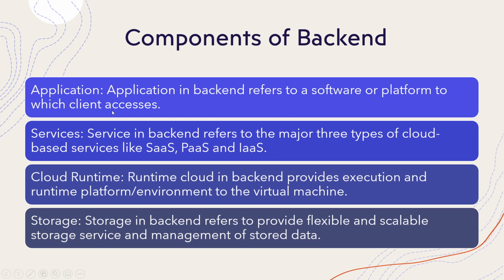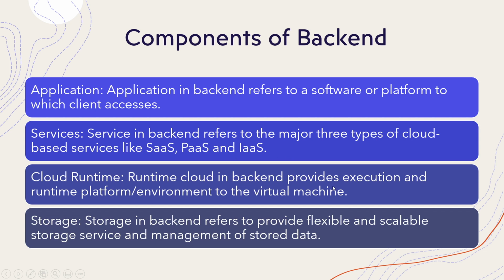The first component of backend is application. It means that they provide the service in backend as per the client's requirement. When I say application, I'm basically saying an end user application which users can use to access some services. Services in backend refers to three major types of cloud services: SaaS, which is software as a service, PaaS, which is platform as a service, and IaaS, which is infrastructure as a service.